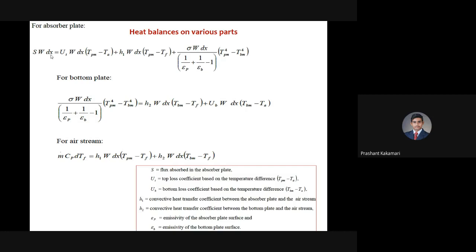So energy is lost in different forms. One is with the loss coefficient in the top side. In the top side it may lose by convection or radiation. So I can take it as top loss coefficient Ut with respect to the given area, W into dx, and delta T. What is the delta T between top and absorber plate? It is Tpm minus ambient air temperature Ta.